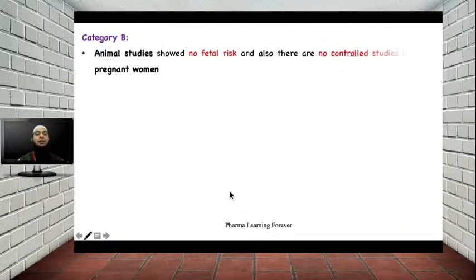Category B: these are the drugs which, when studied in animal studies, show no fetal risk. So in the animal study, no fetal risk. In the human study, which is a controlled study, there is also no risk to the pregnant woman. So animals show no risk, and in human studies there was also no risk of giving this drug observed in the patients.